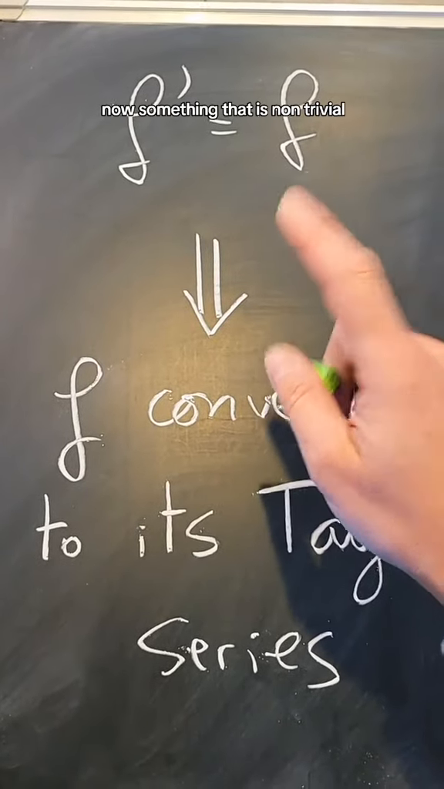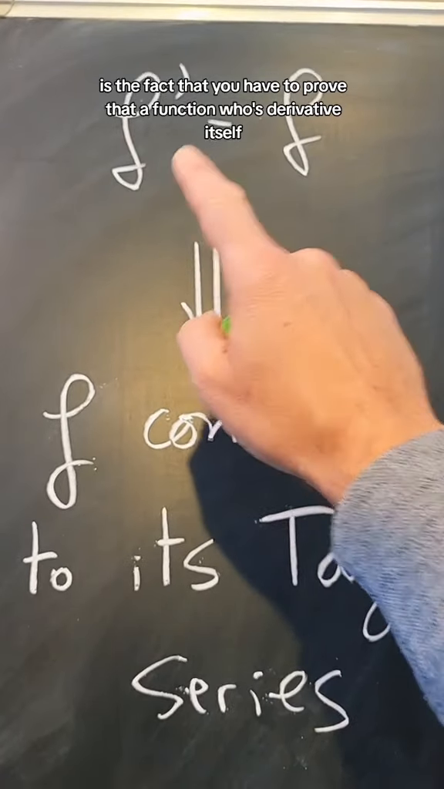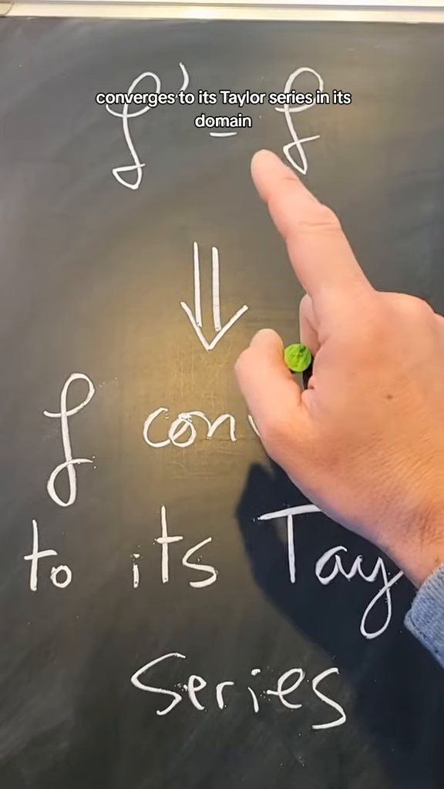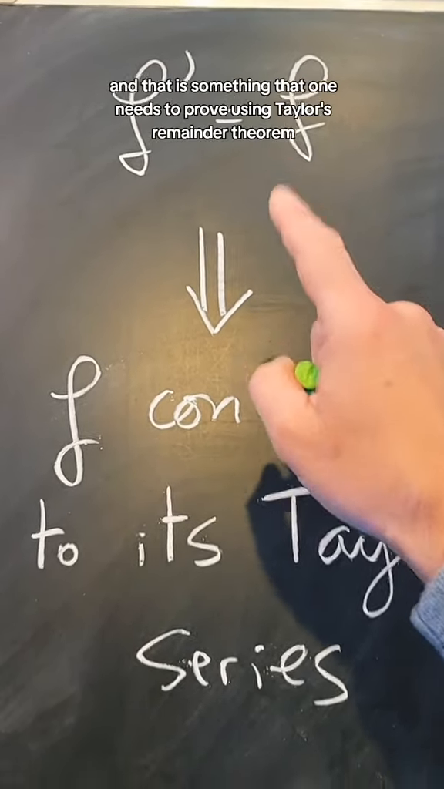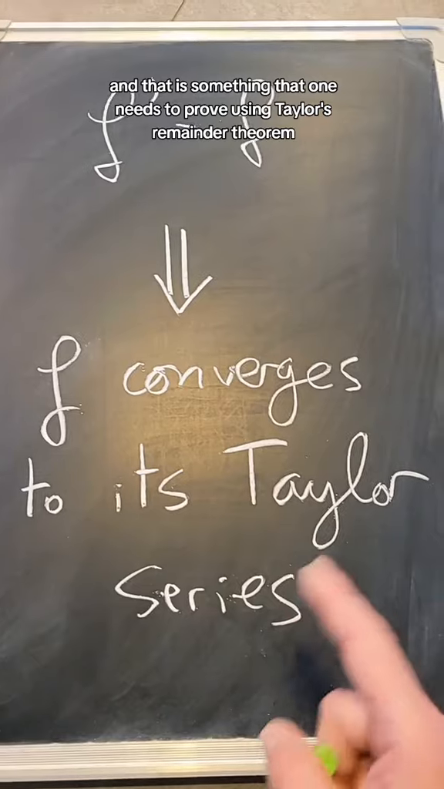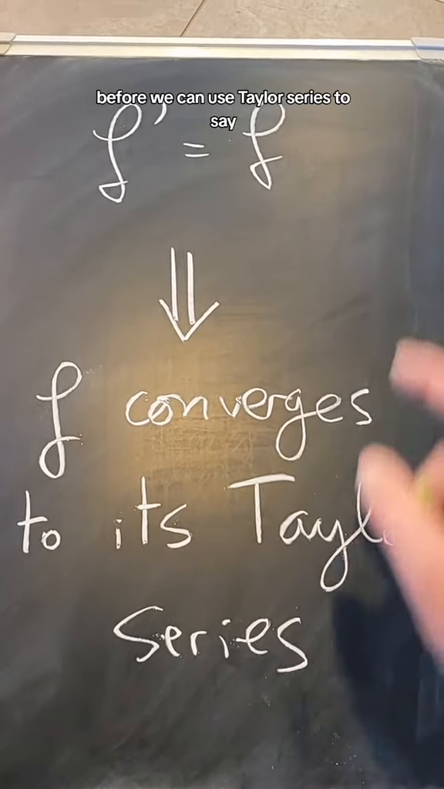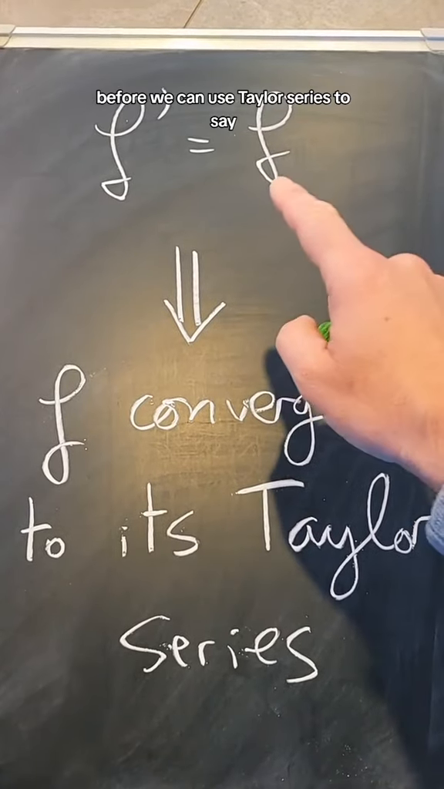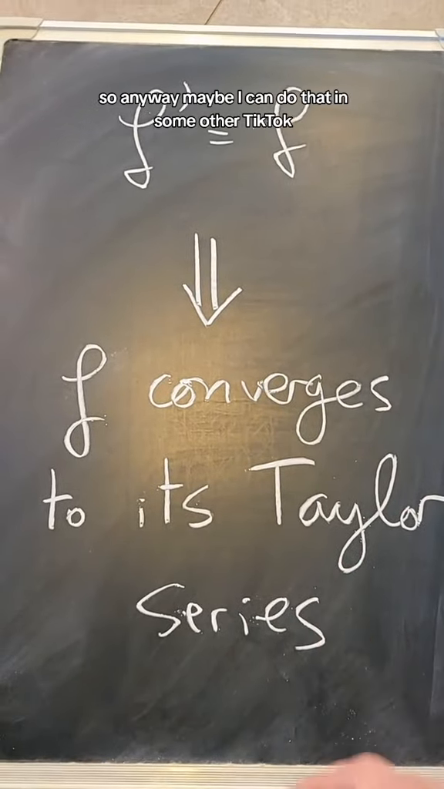Now, something that is non-trivial is the fact that you have to prove that a function whose derivative is itself converges to its Taylor series in its domain. And that is something that one needs to prove using Taylor's remainder theorem, for example, but that's something that needs to be checked before we can use Taylor series to say what function this is. So anyway, maybe I can do that in some other TikTok.